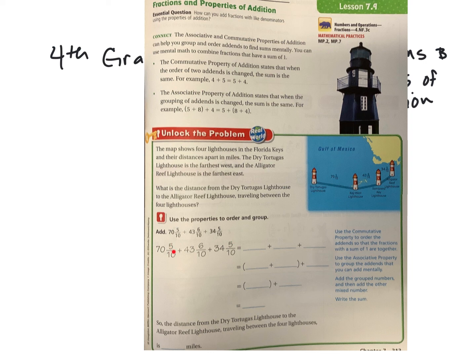I know 5 plus 5 is 10. 10 out of 10 is going to be 1, and that's going to make this a little bit easier to do. So here's how I would write this. Okay, so I used the commutative property of addition. Remember that you can flip things around, and I flipped these two around, these two here. So I have 70 and 5/10 and 34 and 5/10 plus 43 and 6/10.